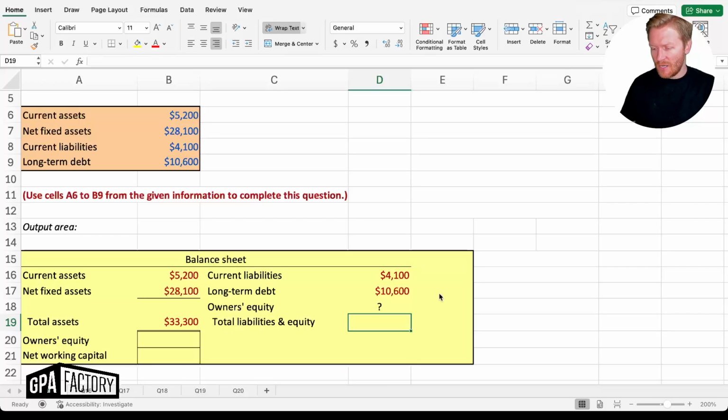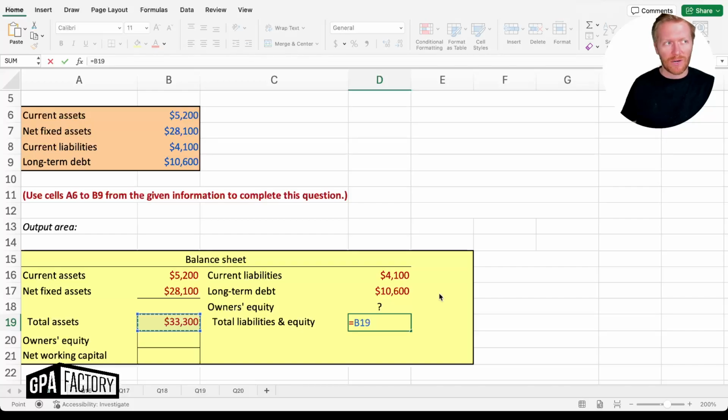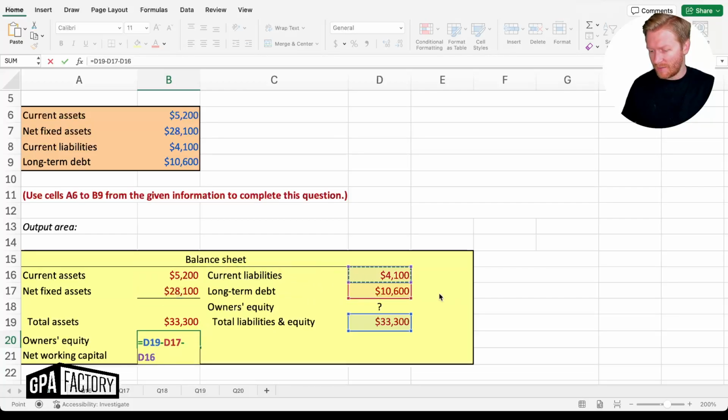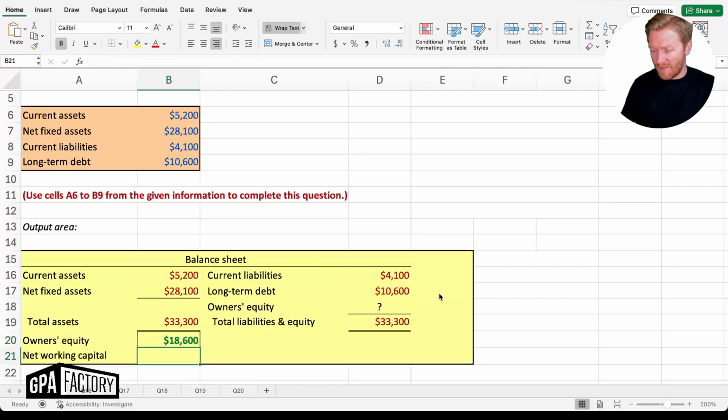All right. So then total liabilities and equity. We know that total liabilities and equity should equal assets. And this is where accounting comes into play. So we just know that those two things should be equal. So we're good to go there. And then now owner's equity. Really that missing blank, but it should be our total liabilities and equity minus our long-term debt minus our current liabilities. So we could have that as a formula.